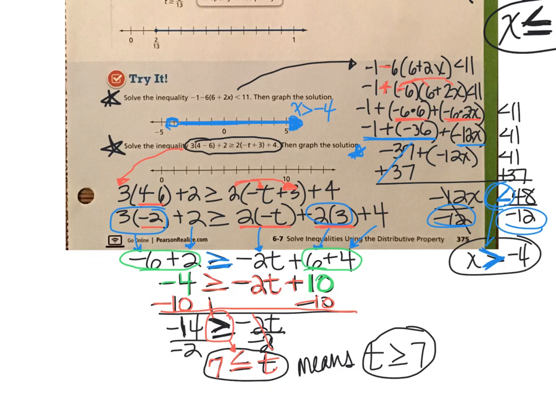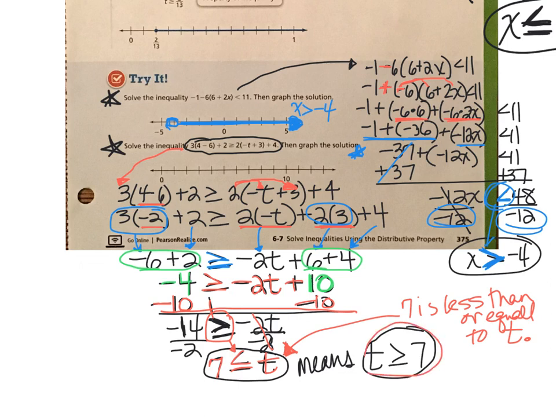But what this statement really says is 7 is less than or equal to t. That's what this inequality answer says. But what we really want to know is, what does that say about t? Well, what it means is that t has to be greater than or equal to 7.